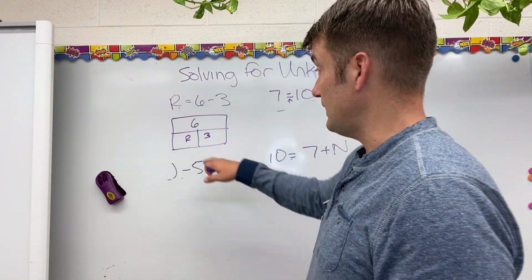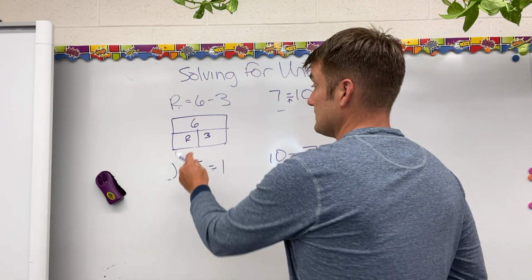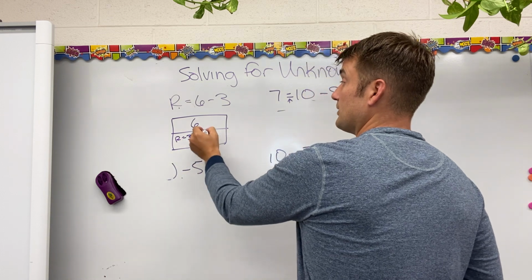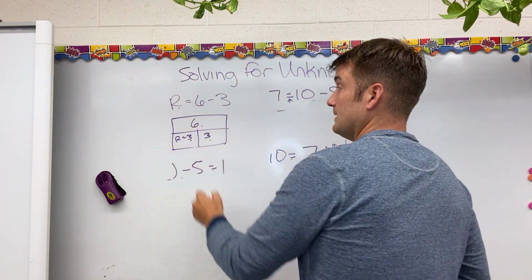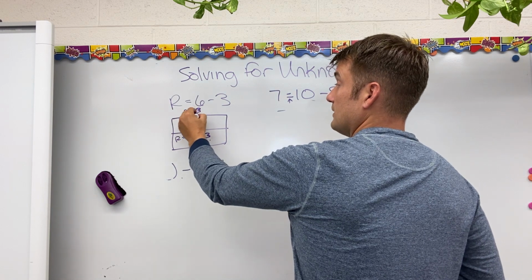Okay, so if r and 3 have to make 6, then that means r has to equal 3 because 3 and 3 make 6. Okay, r has to be 3.